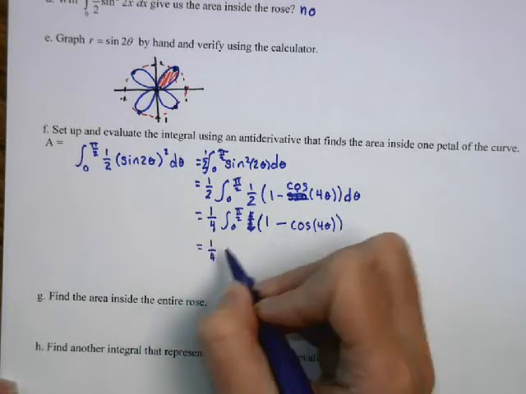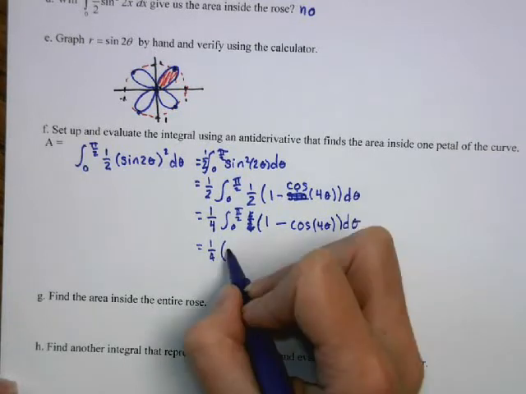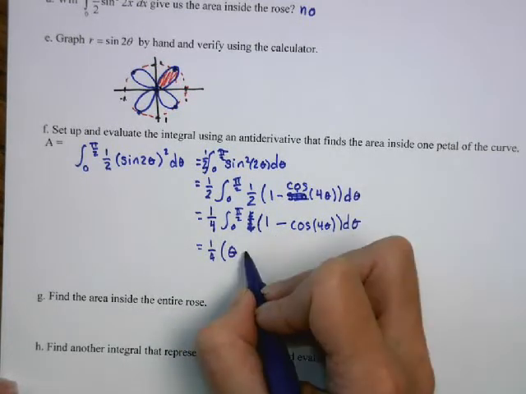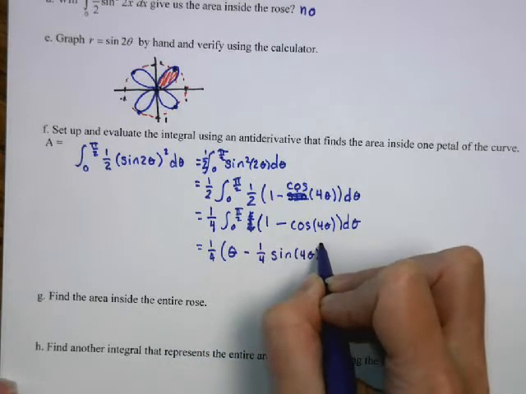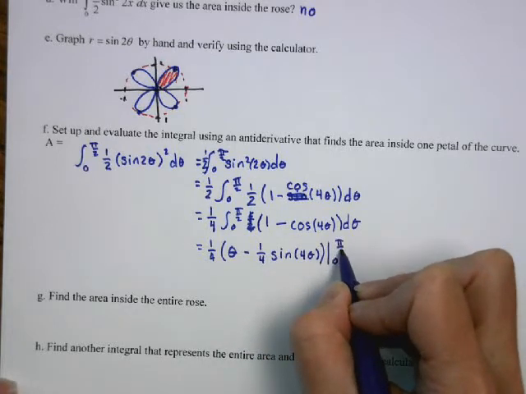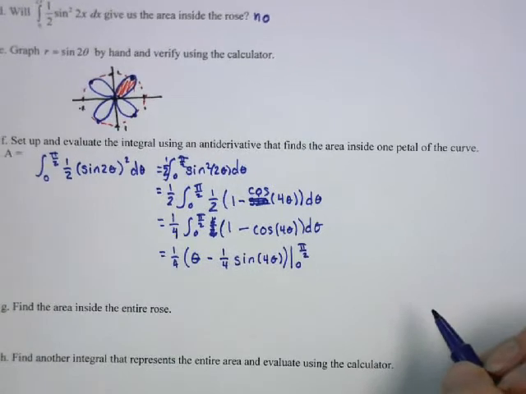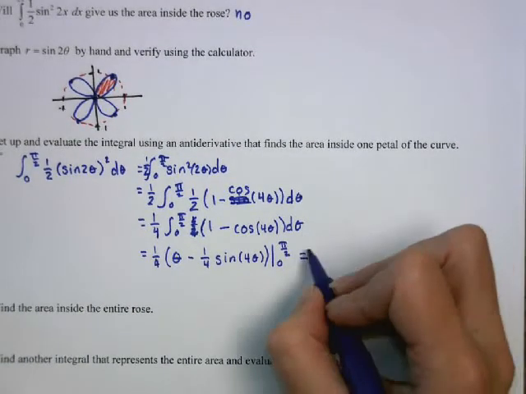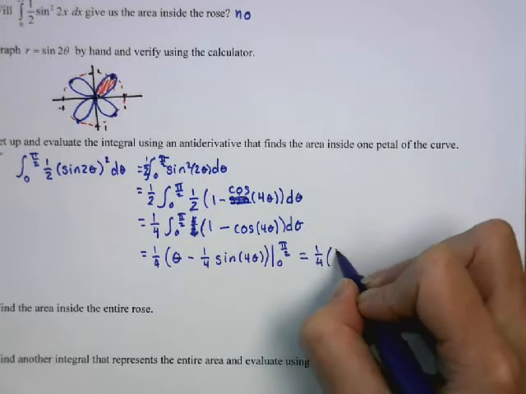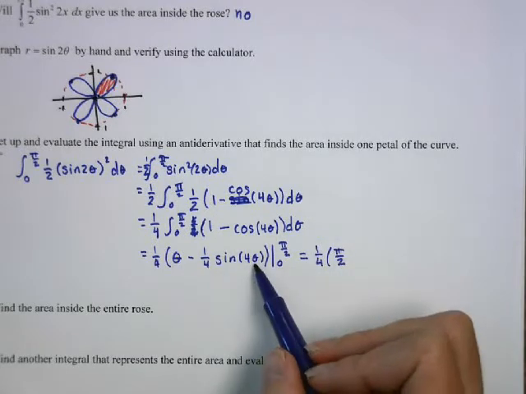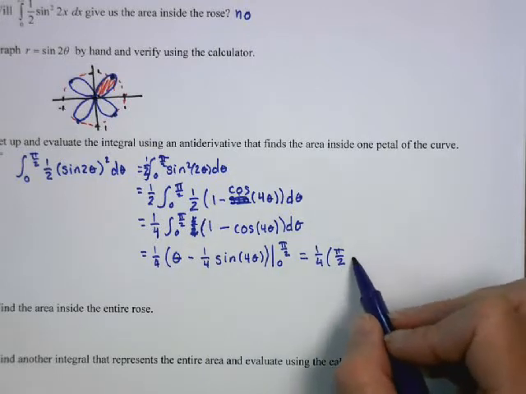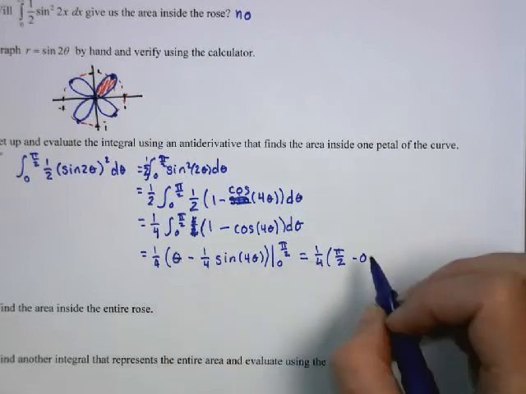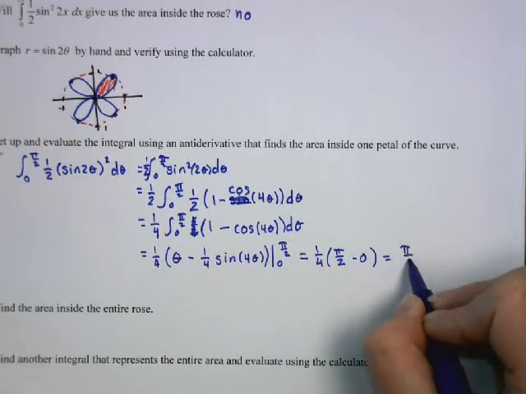So we have 1/4. The integral of 1 is going to be theta. This is going to be a 1/4 sine 4 theta. And we're doing this from 0 to pi over 2. This is going to be 1/4 pi over 2. If I plug in pi over 2 here, we're going to have 4 times pi over 2, which would be 2 pi. Sine of 2 pi is 0. And then if I plug in 0, we get 0 and 0. So this is just going to be pi over 8.